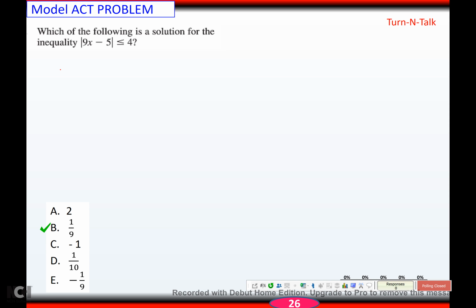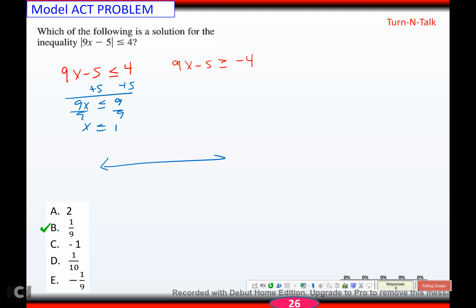Alright, so if you remember our rule: drop the bars, drop the inequality, keep the sign the same; drop the bars, flip the inequality, change the sign on the other side. So if I solve each of these, add 5, I get 9x less than or equal to 9. Divide by 9, I get x is less than or equal to 1. If I graph that, it's a closed circle to the left.